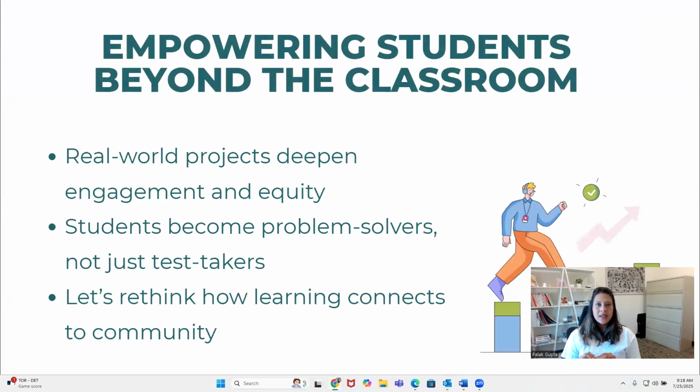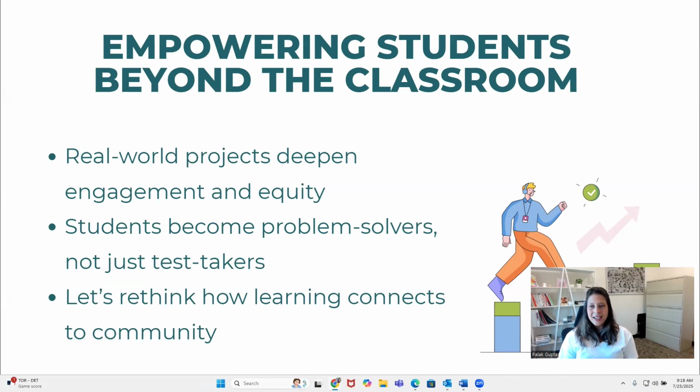So I wanted to take a minute in this last slide to bring everything together and talk about empowering students beyond the classroom. Real world projects do more than just teach facts. They deepen engagement and promote equity. This approach helps students become true problem solvers rather than mere test takers. We have an opportunity to rethink how learning connects to our communities, and by integrating these real world projects we bridge the gap between academic components and practical application.